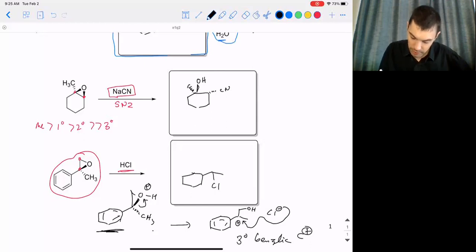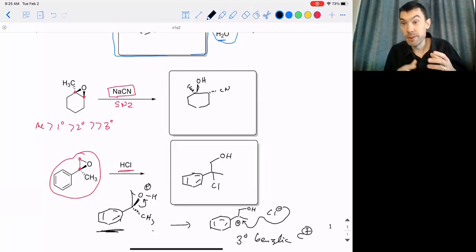And I'm going to intentionally draw this without stereochemistry now, because even though there's some chance we might be able to get some of that stereochemical retention via an invertive process, because it makes such a stable carbocation, and because chloride isn't a particularly great nucleophile, odds are we'll actually lose most of the stereochemical information that was in the starting material, and we'll have a racemic product.